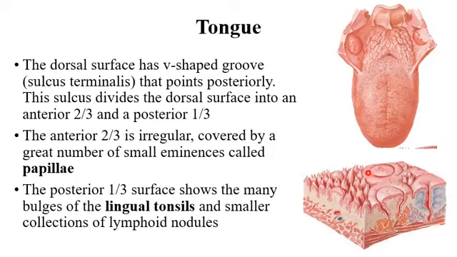In the anterior 2/3, there are irregularities and projections. These projections correspond to the lingual papillae. Similarly, the posterior 1/3 shows bulges. These bulges are due to the presence of the lingual tonsil and small aggregations of lymphoid nodules.